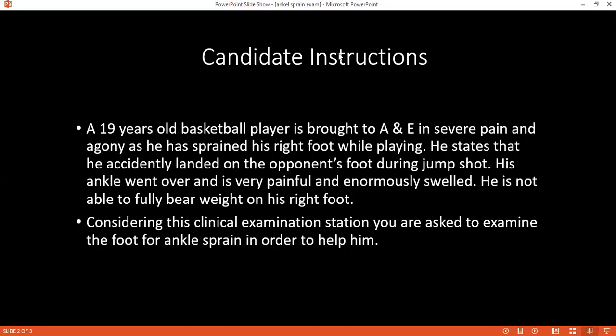So if you have read and understood, considering it clinical examination station, kindly begin.